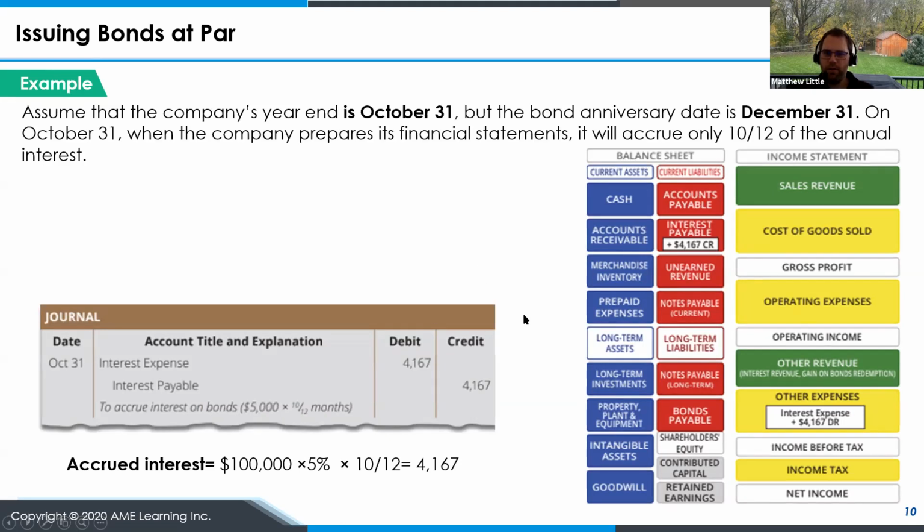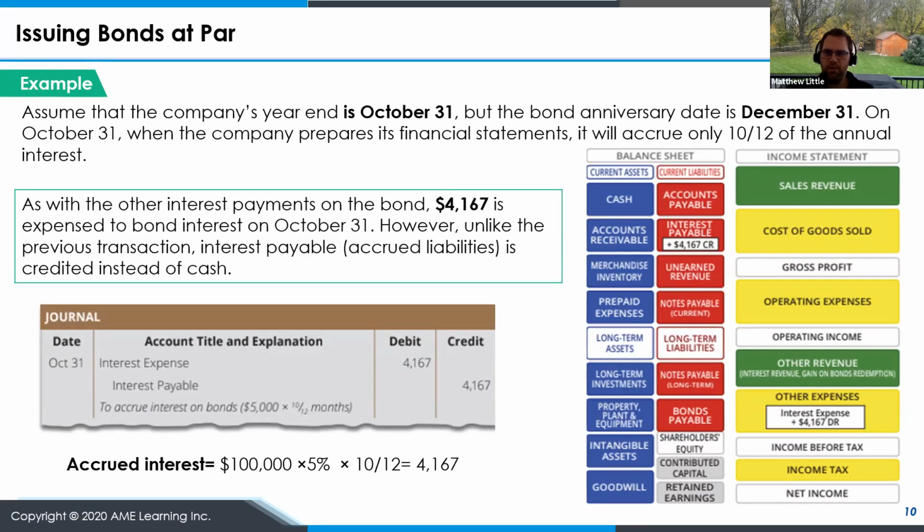What if it's a part way through the year? So what if our year end is October 31st and we issued the bonds on January 1st? So just like we've done prorated for other calculations and other instances, you would do the same, where you would take 10/12 of that annualized interest.